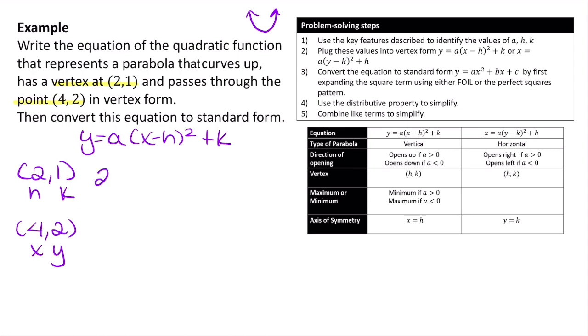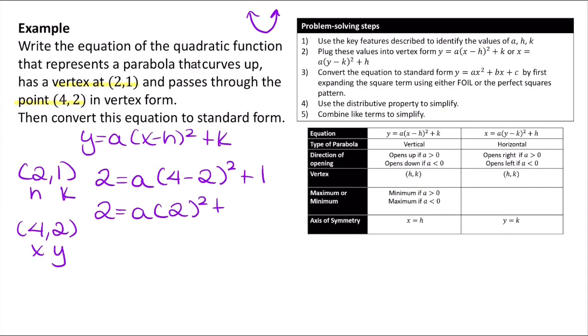So I have 2 equals a, which I don't have any information for a, except I know a is going to be positive because it curves up. And then I have x, so I have 4 minus h, which is 2, squared, and then I have plus k, which is plus 1. So I have 2 equals a times 4 minus 2 is 2, so I have 2 squared plus 1. So now I'm going to turn this into 2 equals a times 2 squared, which is 4a, plus 1.